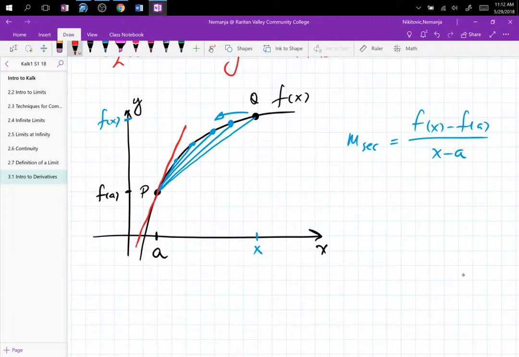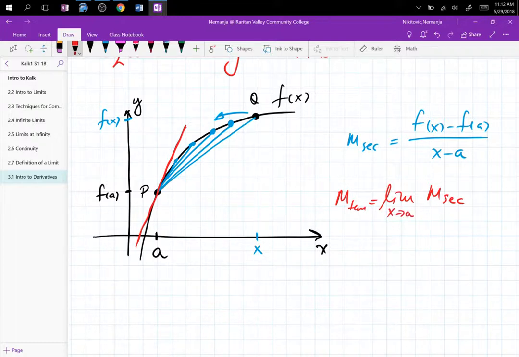It doesn't care about computation at the point, but it cares about all other locations leading up to it. Limit. See that? It fits. It fits so perfectly. M tangent will simply be the limit of m secant as x goes to a.